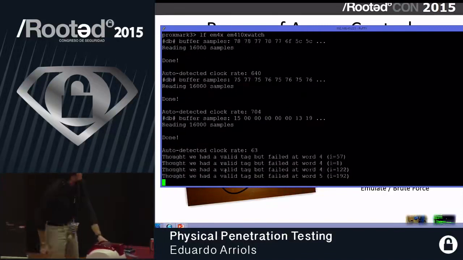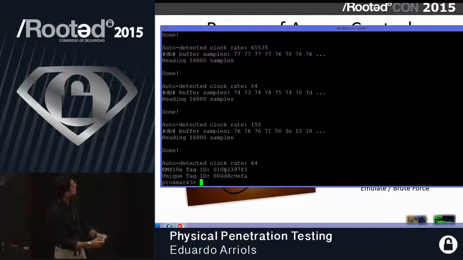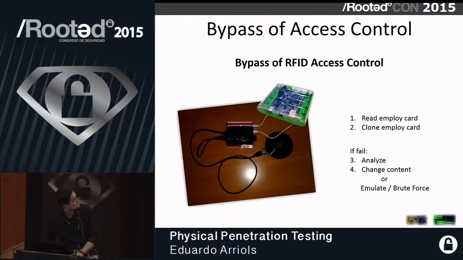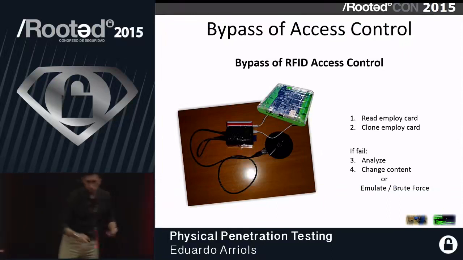Let's see. It doesn't want to do it. You have to believe it or not, because I'm running out of time, so you guys have to believe it. It's like God. With this, what can we do?